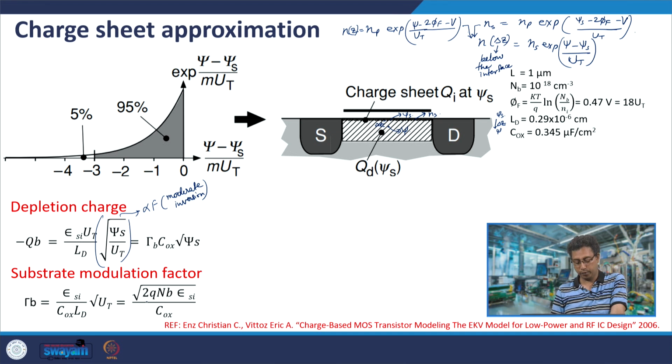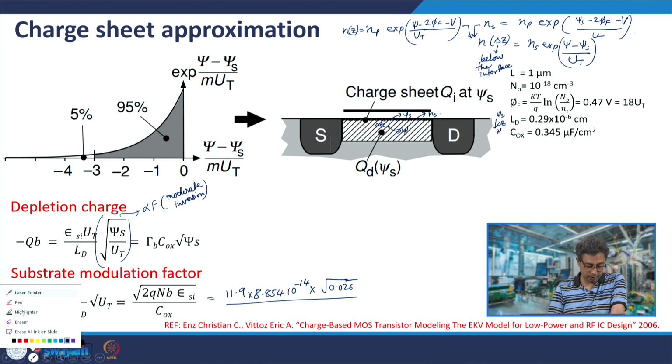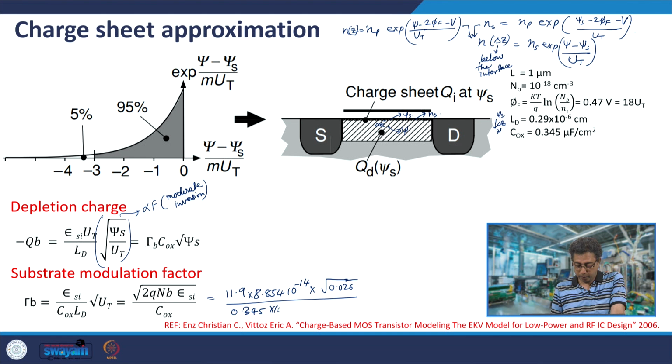So, therefore, it becomes square root of ut. So, how much is the value of this? If we calculate, it is 11.9, silicon's relative permittivity, times 8.854 × 10^-14 farad per centimeter, times volts 0.026 volts, which is ut, divided by Cox. Cox we had calculated earlier, and LD also we had calculated in our earlier lectures. So, that becomes 10 to the power minus 6 into 0.29 into 10 to the power minus 6 centimeter.